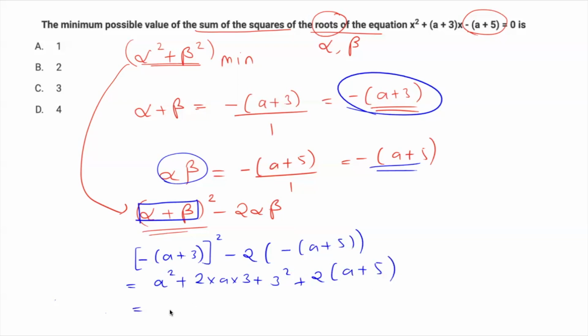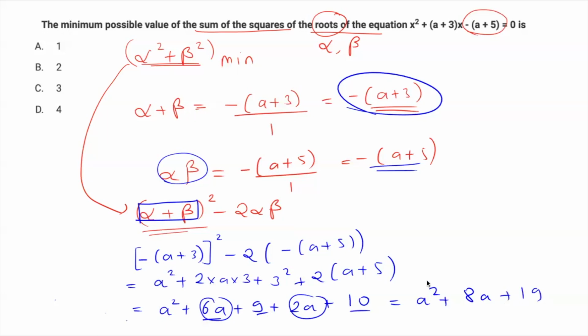This I can further simplify as a square plus 6a plus 9 plus 2a plus 2 5s are 10, which boils down to a quadratic equation. A square plus 6a plus 2a will give me 8a and 9 plus 10 will give me 19. I have to find the minimum value of this quadratic equation. Okay, so the entire question eventually boils down to finding out the minimum value of this quadratic equation.